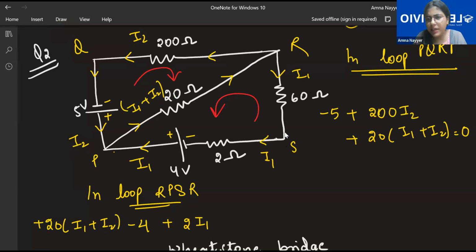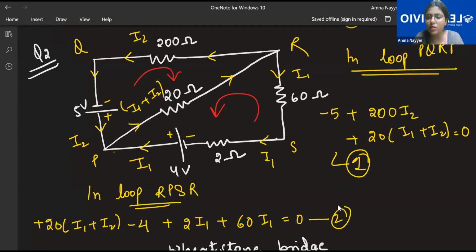And finally this. Ali, complete this also. What should I write? Tell the complete part. What should be written here? Positive 60 I1. Yes, very good. Plus 60 I1 equal to 0. So these equations can be simplified by you, and this one is very easy to solve. Finally, you will get just an equation with I1, I2, and here also I1, I2. Two equations will be solved very easily. Tell me, class, is this question clear?